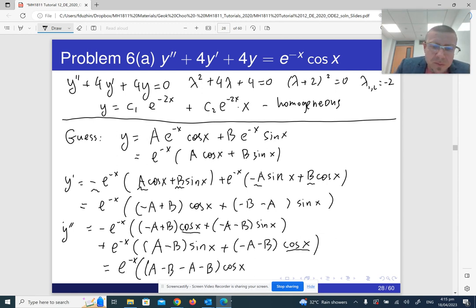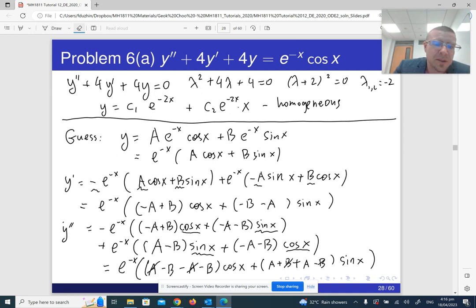Right, so plus, now I'm going to do the sine x, right? So for the sine x we have a plus b from the first term plus a minus b from the second term, sine x. Okay. All right, so now notice that a minus a is just 0. And here we have b minus b, which is again just 0.